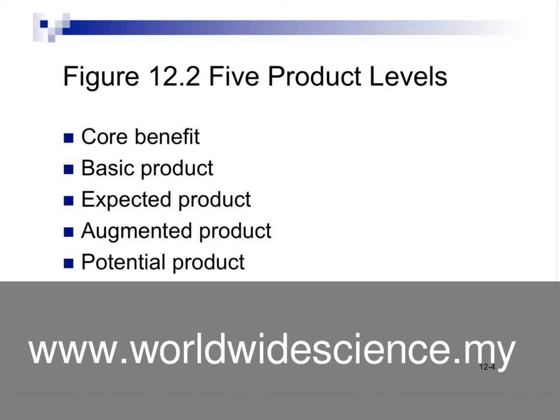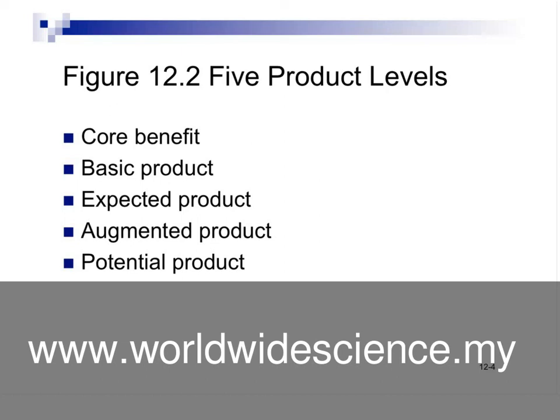Then expected product. Expected product is the set of attributes and conditions buyers normally expect when they purchase a product. So it's what they want. When they go to a hotel and buy one of their packages to rest and relax, they have some expectations, certain things they want from the hotel, like room delivery system, the TV, the programs, nice environment, silence, everything. So those are the requirements of the buyer.